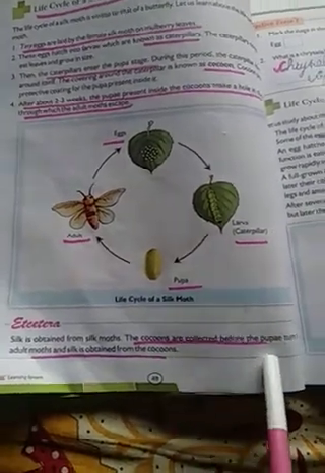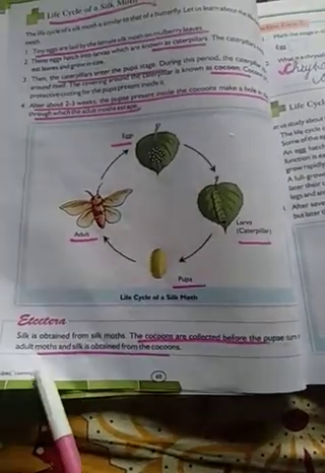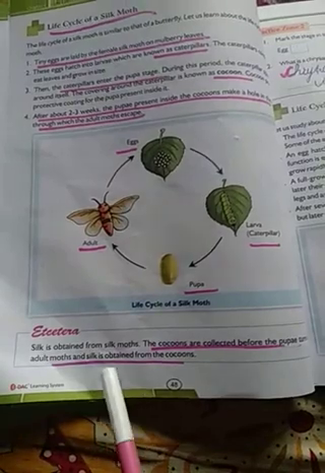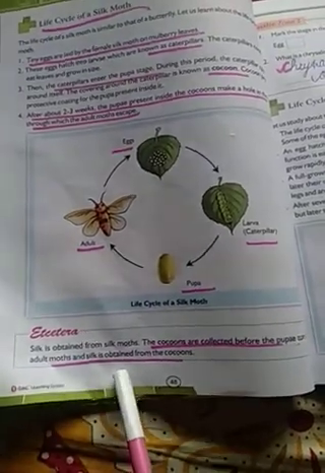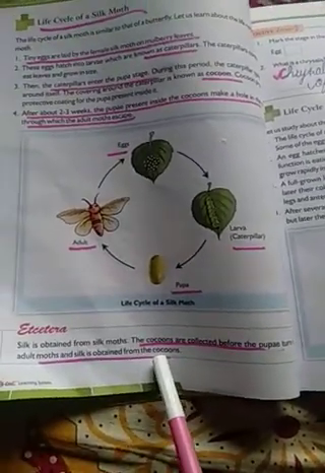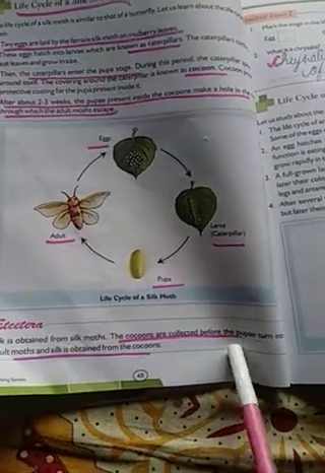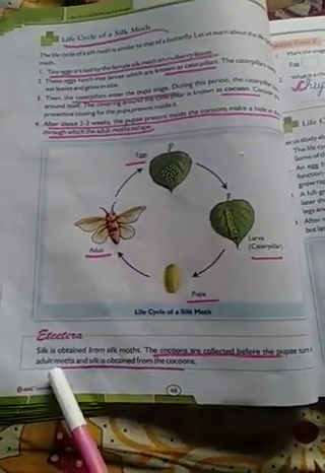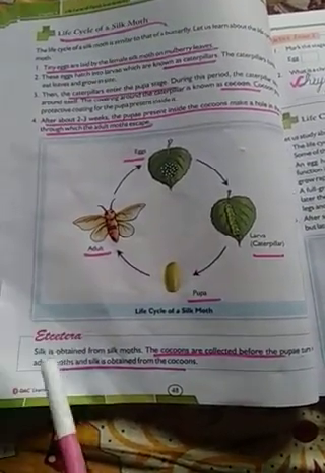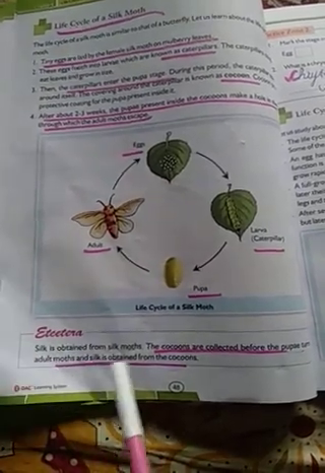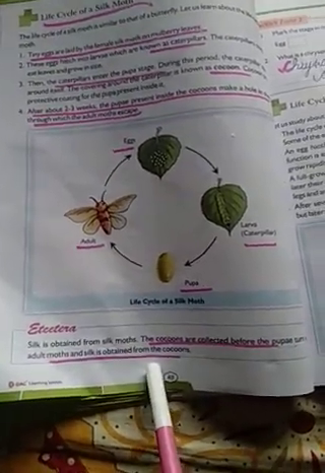The cocoons are collected before the pupae turn to adult moth and silk is obtained from the cocoon. The cocoons are collected before the pupae turn into adult moth. Okay, these cocoons get collected in order to take silk from that cocoon.